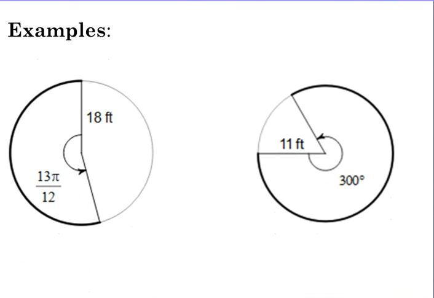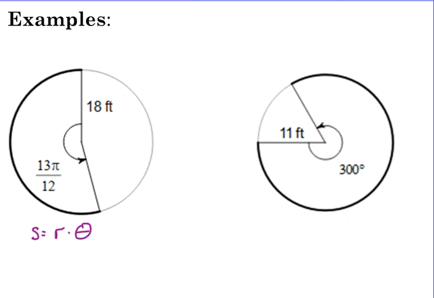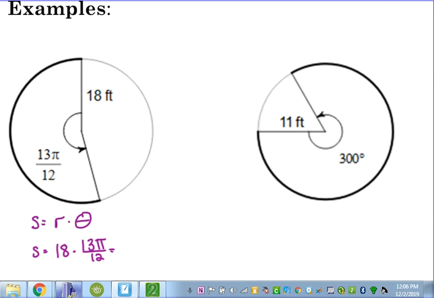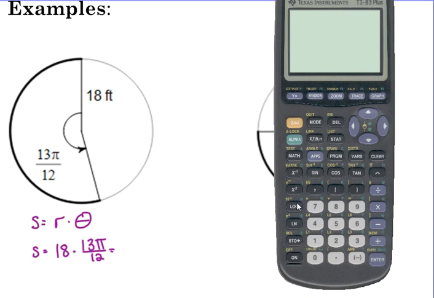So this first example that we have, our angle is in radians. It's got pi, so we're going to use the radian formula, S equals R times theta. So all we have to do is take our radius of 18 and multiply it by our angle, 13 pi over 12. Now there are two ways that you can see this answer expressed.